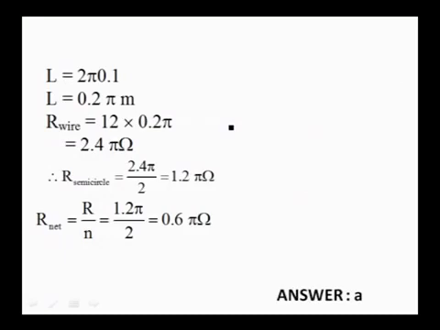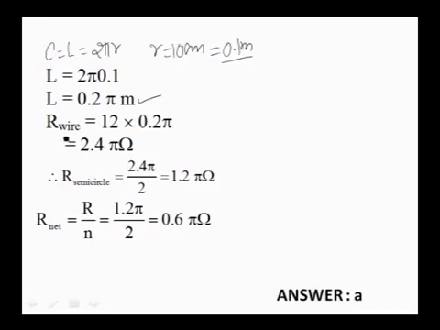See, the total length of the wire is equal to 2 pi r, that is the circumference of the circle. According to the problem, the radius is equal to 10 centimeter, which can be converted into meter, that is 0.1 meter. Here 2 pi r: 0.1 into 2 becomes 0.2 pi meter. That is the length of the wire. How much is length? This much of length.